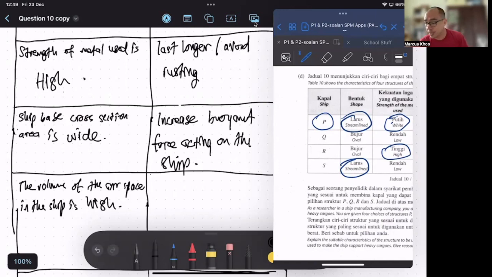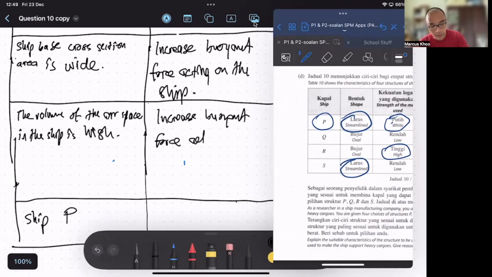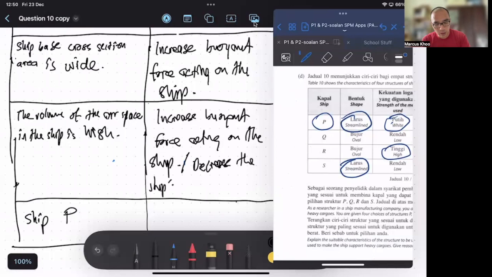Okay, the volume of airspace in the ship is high, also is for the same reason, to increase the buoyant force acting on the ship. Or if you want to talk about in terms of density, because if you remember the plasticine, if you have a ball of plasticine and if you change it into a bowl, the bowl will float because the density is less. You can also say decrease the ship's density. When you decrease the ship's density, then of course the buoyant force will be much higher lah.